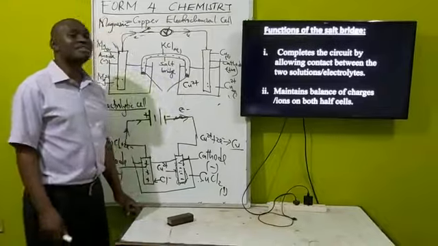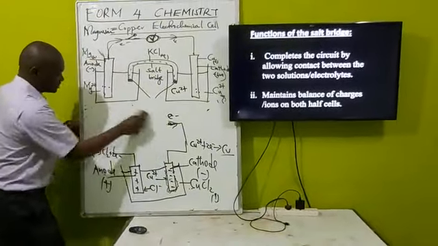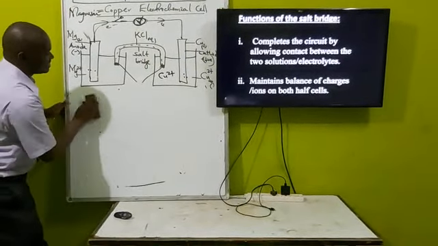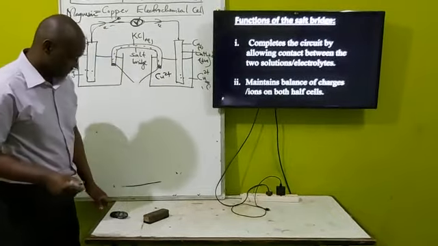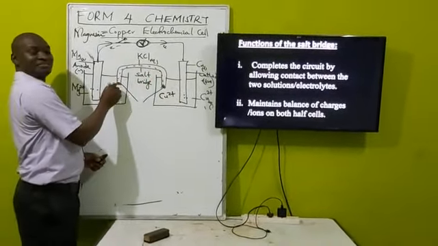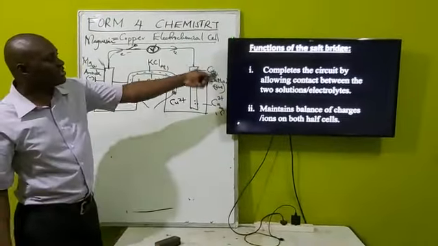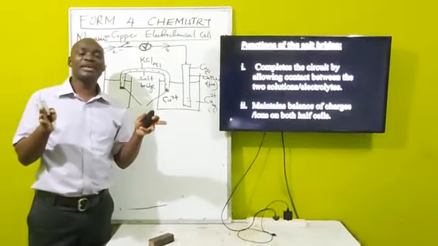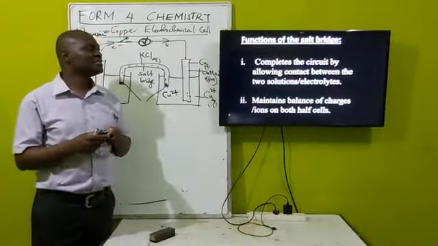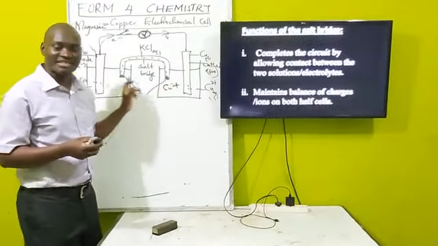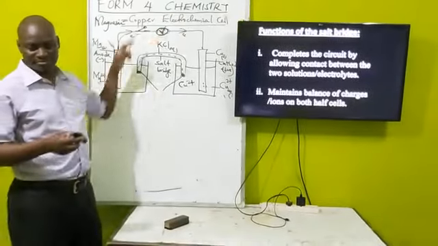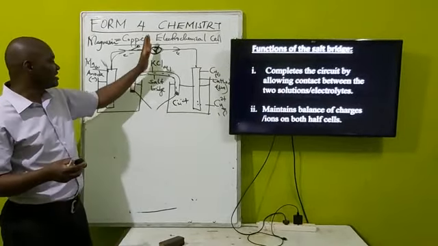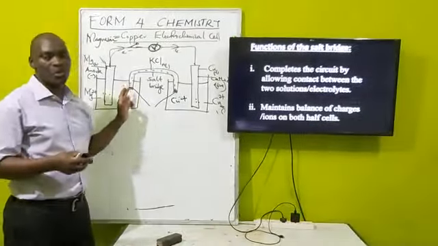Now, finally, let us look at the functions of the salt bridge. Before we stop, look at the functions of the salt bridge. This thing is called a salt bridge. One of its functions is that it completes the circuit by allowing contact between the two solutions. It is the one that completes this circuit by connecting the two solutions. Otherwise, there will be a gap here, and electricity cannot flow if there's a gap.